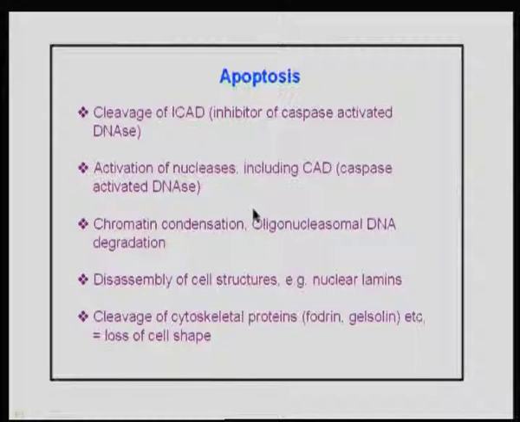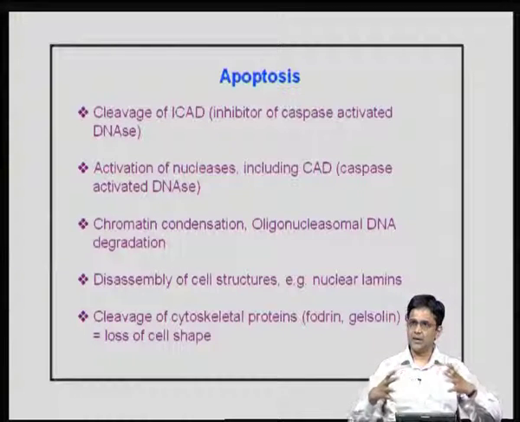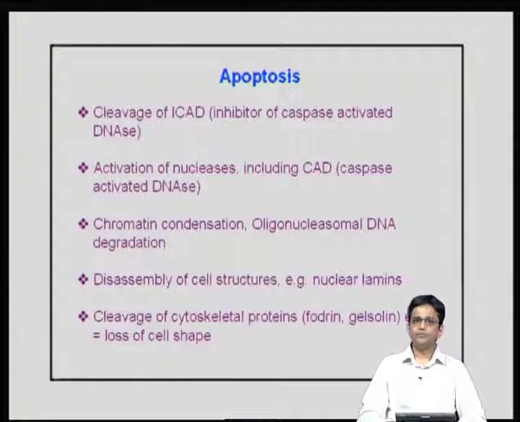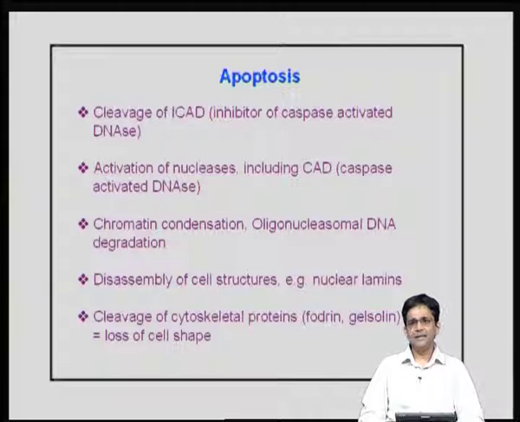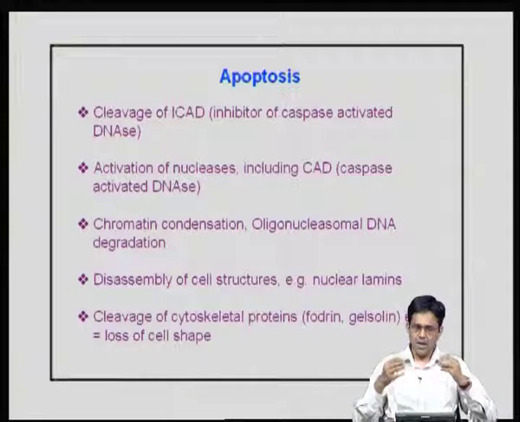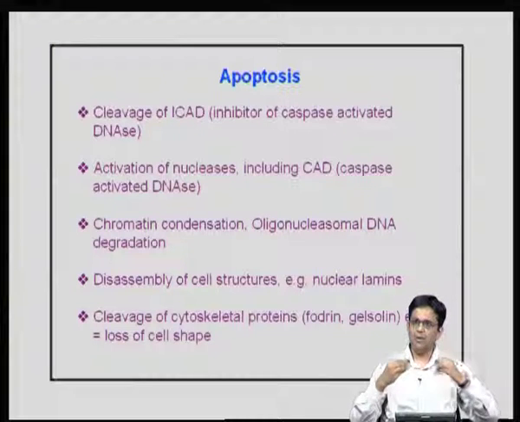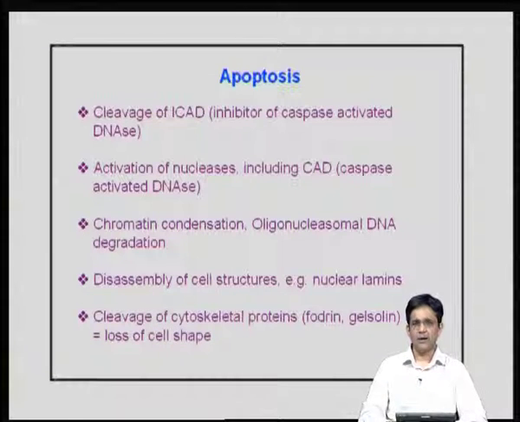So, apoptosis. Once you have the mitochondrial pathway and this entire cellular process going down, you have different processes occurring. This slide tells us about the different processes that occur. How does a cell actually die? You activate the caspases, and then you have cell death. How is it that the activation of caspases finally leads to cell death? Because there are so many events occurring. Here are some of the events that I have listed that you ought to be familiar with.